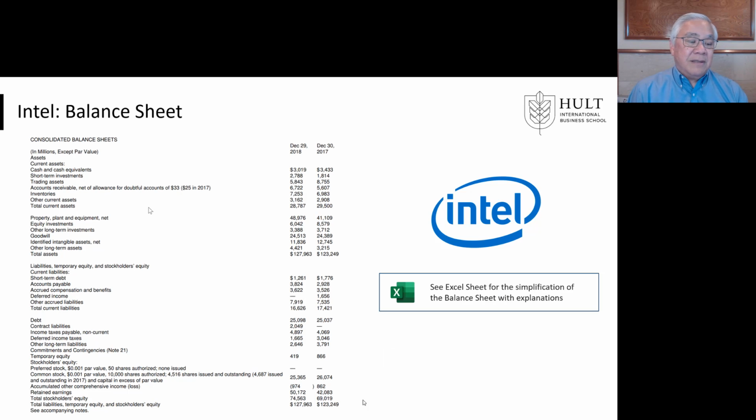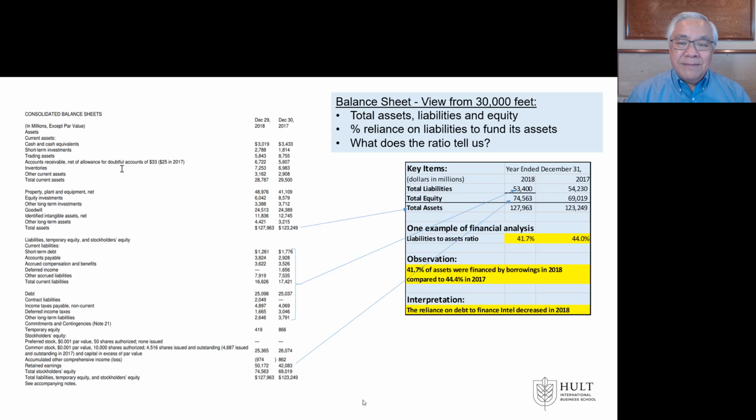Let's start with the balance sheet. That's the balance sheet. Oh my God, so many lines, so many technical terms. I don't understand it. So let's, for this purpose, go to 30,000 feet, and let's just pluck out a few numbers to see what's going on. So in this Intel balance sheet, we can see their total assets, their total liabilities, and we see how they're doing from year 2018 compared to 2017.